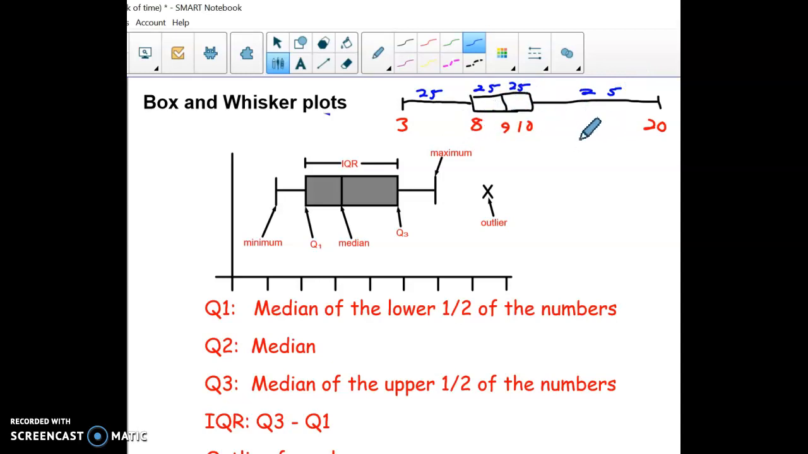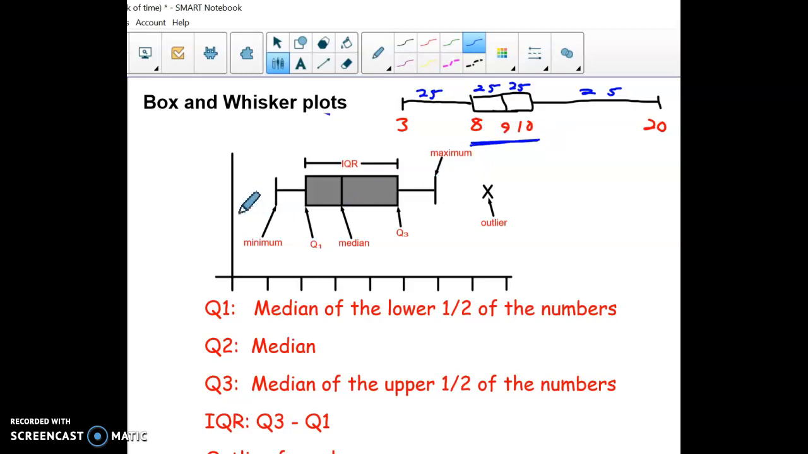Between 10 and 20 fish, that was 25%, so this was spread out a little bit more. And then 25% of the people caught between 3 and 8 fish. So what this box and whisker tells us is a lot of people were clustered around the middle number of fish, in this case like 8, 9, and 10.